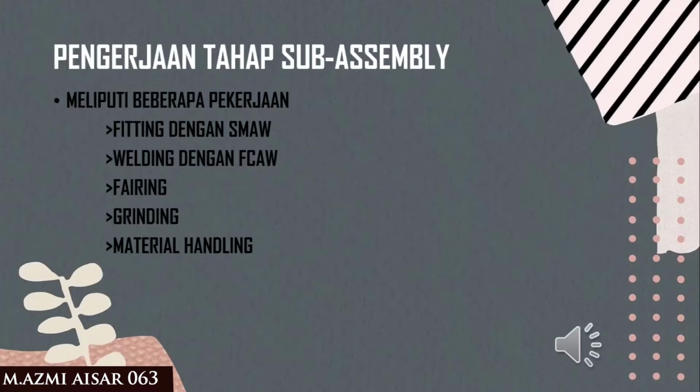The fourth is grinding. Grinding is the process of reducing the particle size of the processed material from a large or coarse into a small size. The fifth is material handling. Material handling is a job of moving objects or goods in heavy load and is carried out by humans with the help of moving tools.